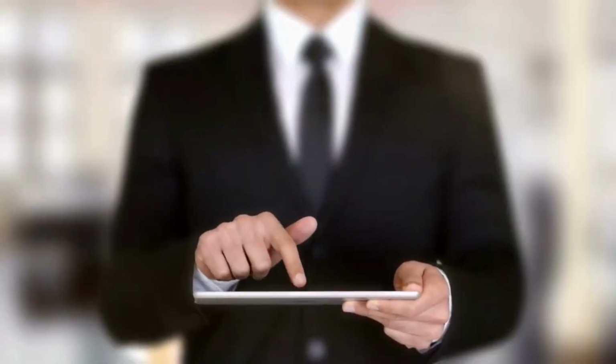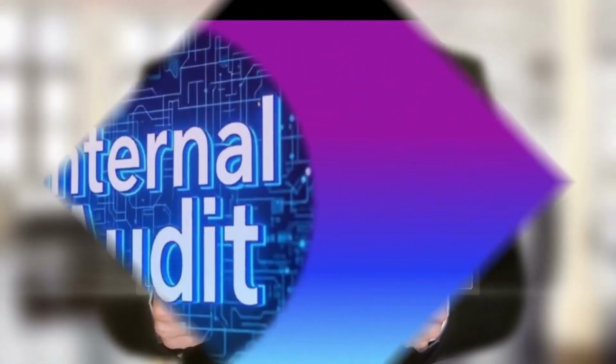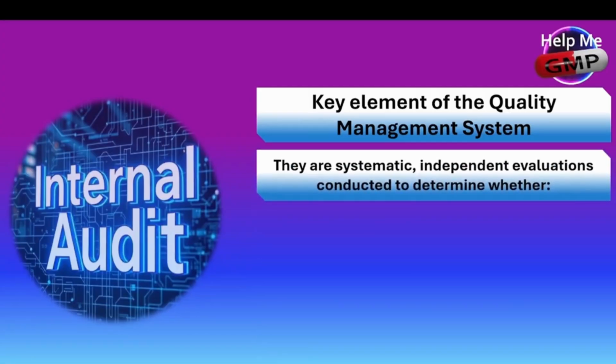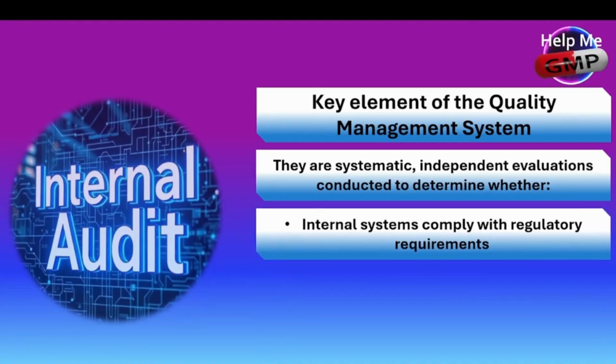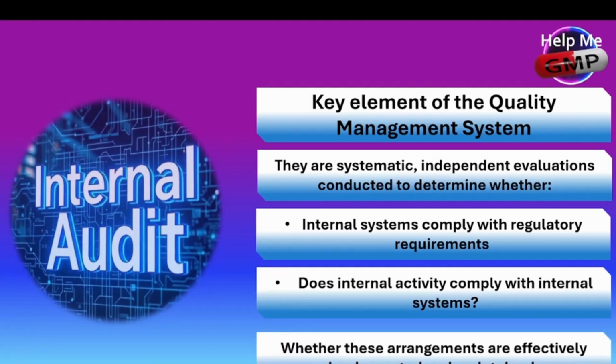Today, we'll be focusing on another critical component, internal audits. Internal audits are a key element of the quality management system, or QMS, in the pharmaceutical industry. They are systematic, independent evaluations conducted to determine two things, although these are often evaluated simultaneously. The first is whether internal systems comply with regulatory requirements. The second is whether internal activity complies with the internal systems and are completed to a satisfactory standard.